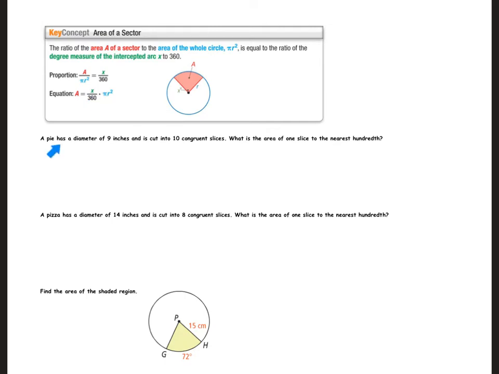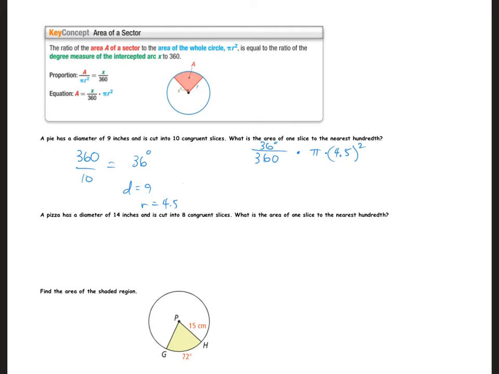So let's go on to example number 1. It says a pie has a diameter of 9 inches and is cut into 10 congruent slices. So if you were to think about a circle being cut into 10 congruent slices, it means I'm going to take 360 and divide it by 10, which means every piece will have a central angle of 36 degrees. So now I'm going to take 36 over 360, times pi times my radius here. Well, if the diameter is 9, that means the radius is 4.5. So I'm going to take 4.5 and square it.